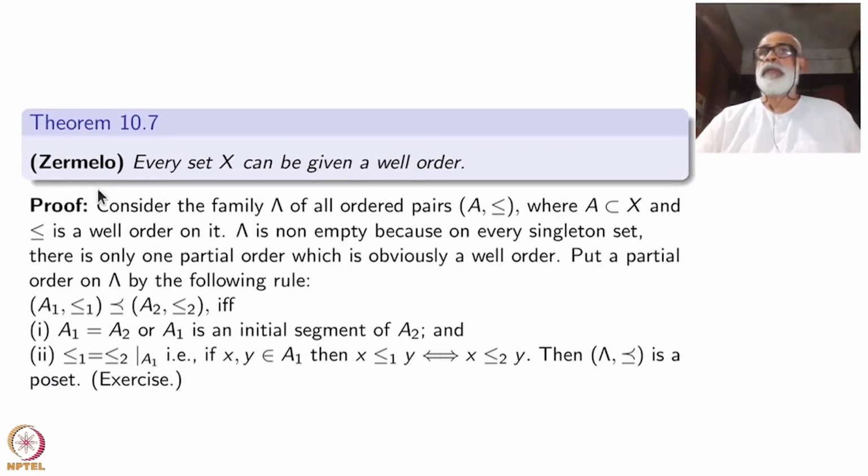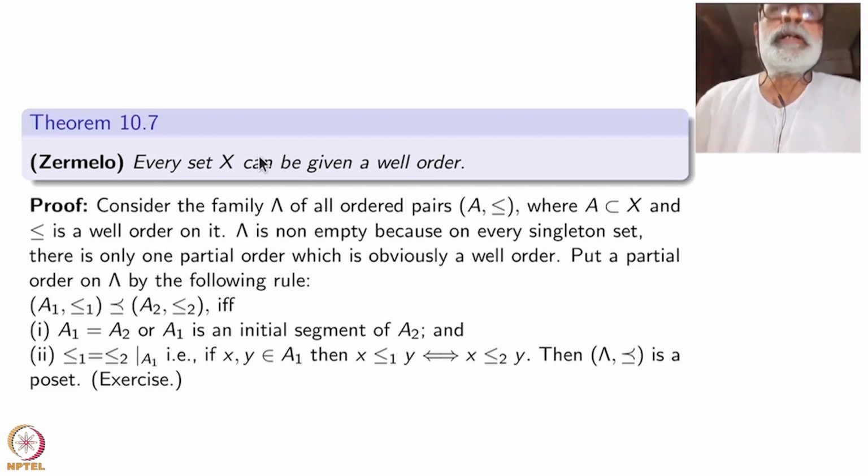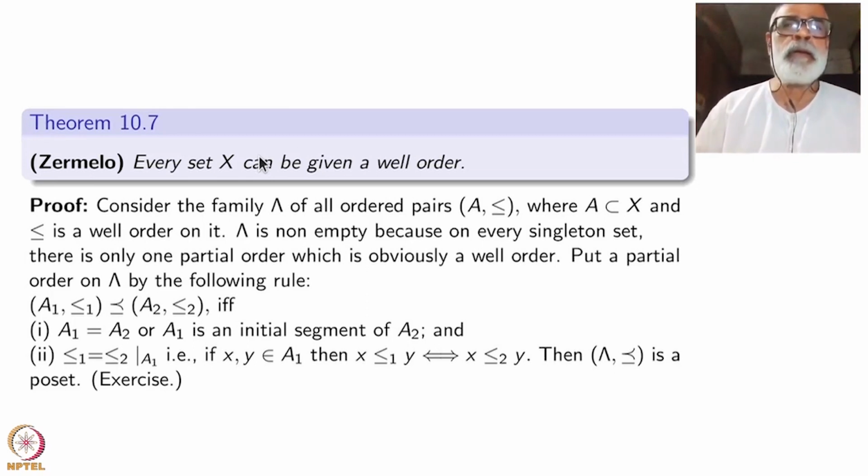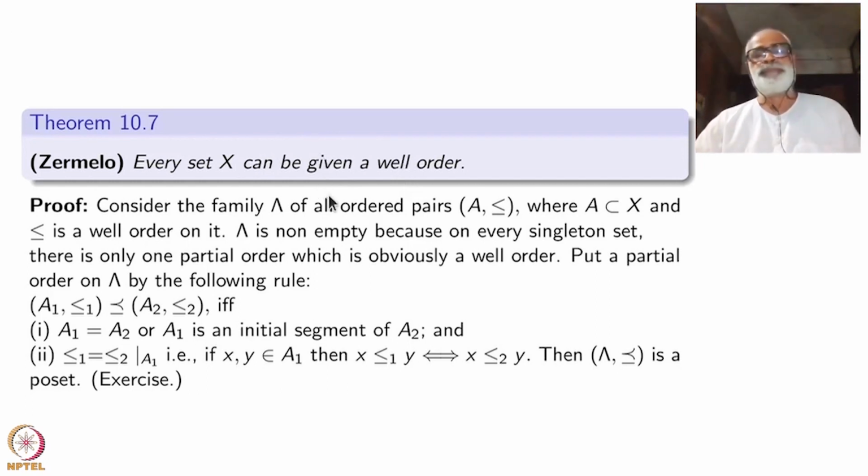Using Zorn's lemma, we can easily prove Zermelo's theorem, another very important theorem, or we can carry it also as an axiom: every set X can be well ordered. We have just seen the set of integers is not well ordered with the usual order. So what Zermelo says is that there is another order in which it will be well ordered. That is, there exists some partial order which is a total order, which is a well order. That is the meaning of this.